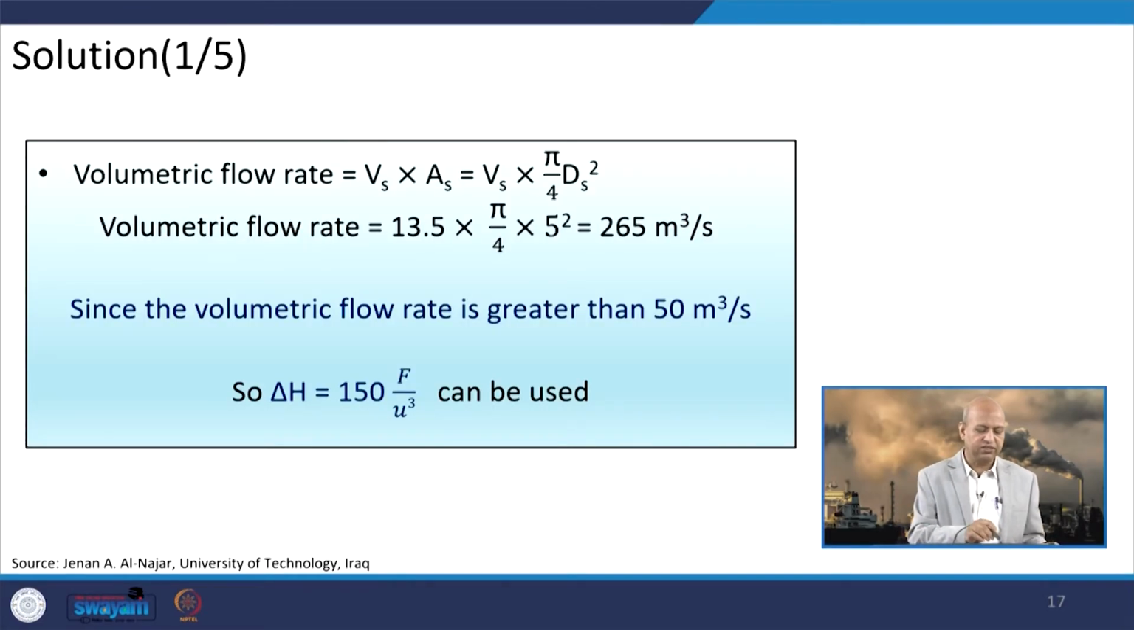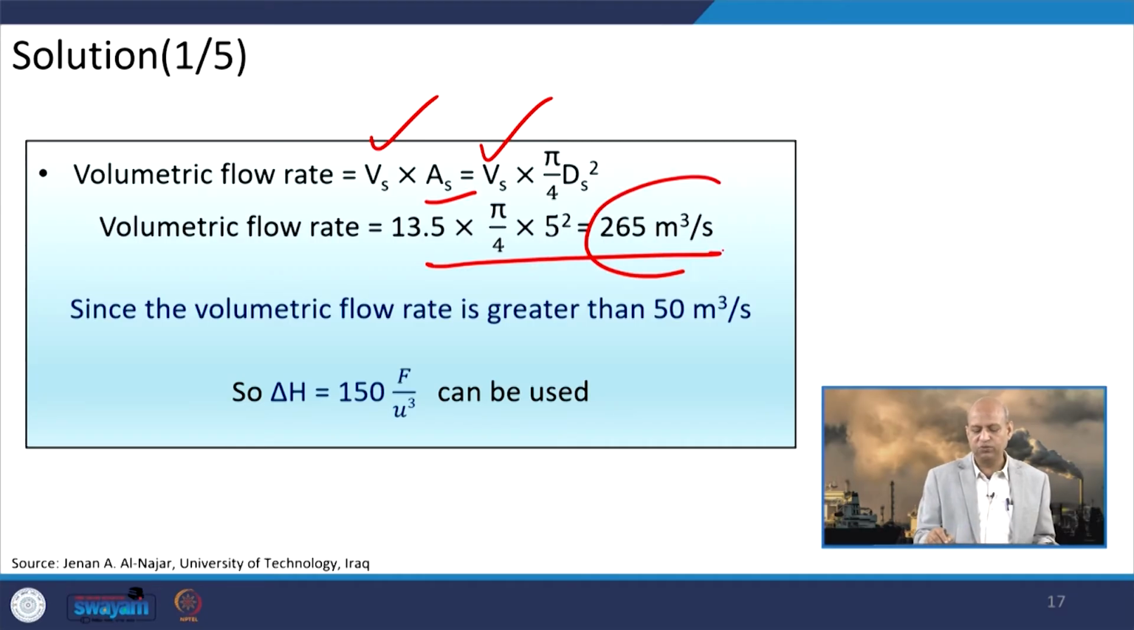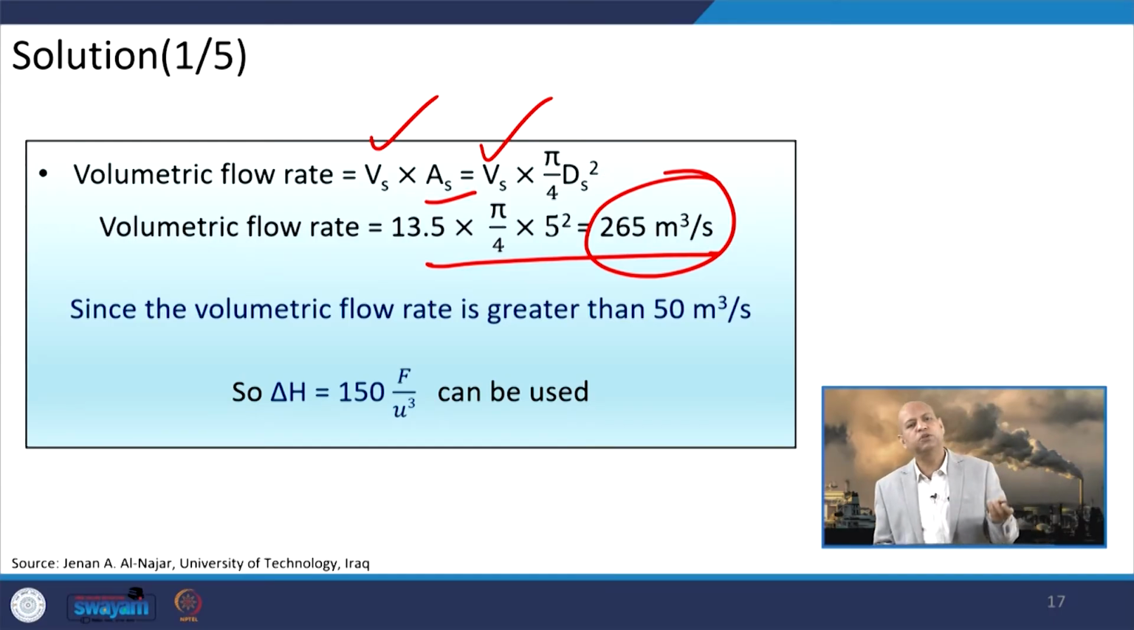So, first of all, let us calculate the volumetric flow rate, that is Vs into As, where As is the stack surface area, pi d square by 4 for the stack diameter, and Vs is the velocity with which this gas is being emitted, the exit velocity. We calculate this volumetric flow rate, and it is around 265 cubic meter per second, which is more than 50 cubic meter per second.